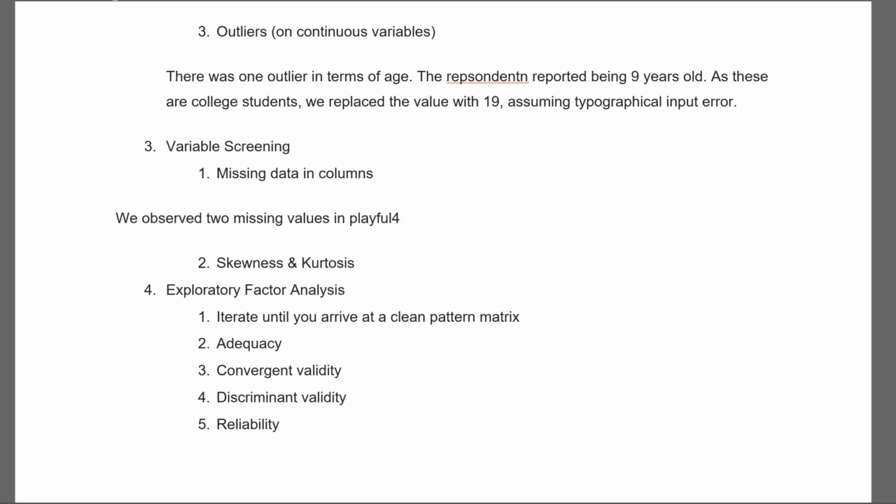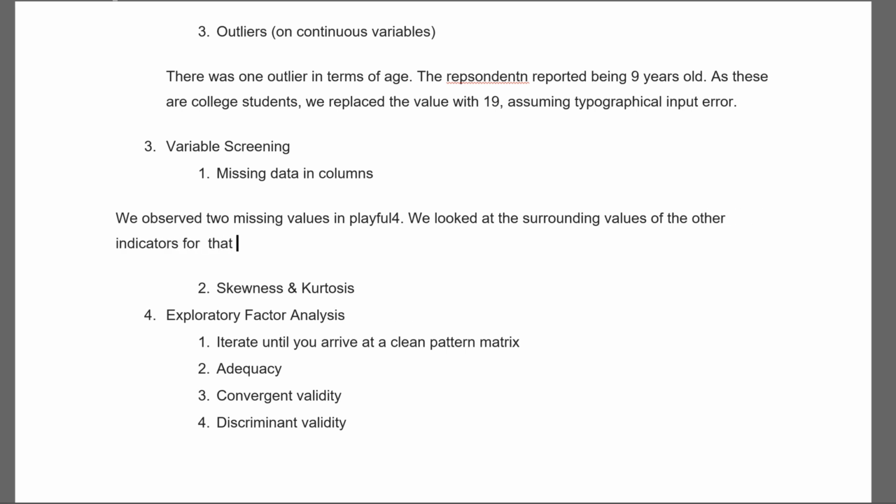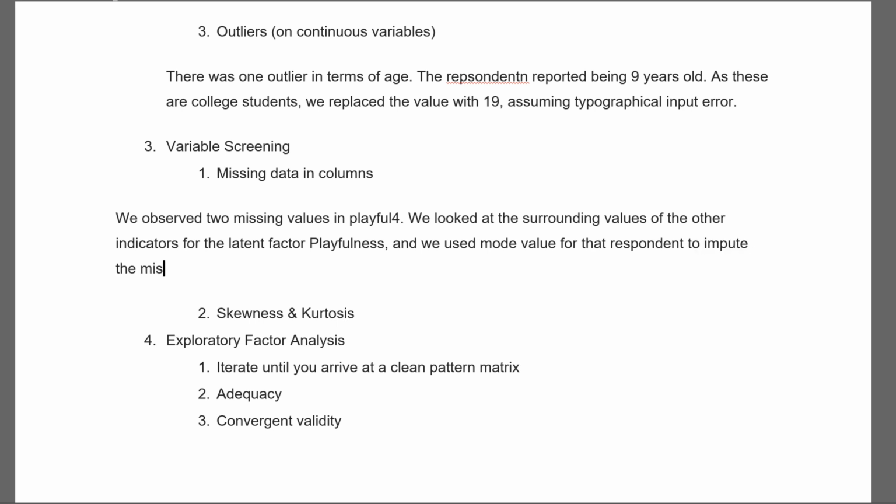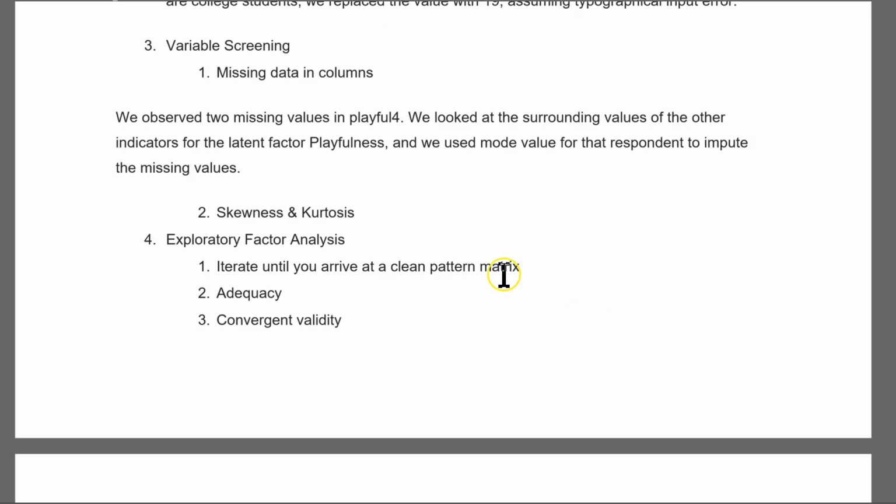Let's see, we observed 2 missing values in playful 4. We looked at the surrounding values of the other indicators for the latent factor playfulness, and we used the average, actually the mode value for that respondent to impute the missing values. Good. Perfect. Well, that's it. I'm going to save this.